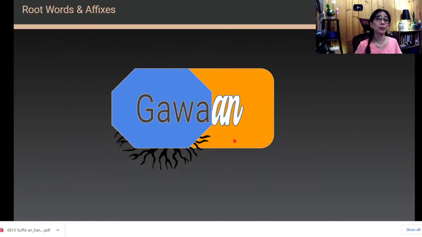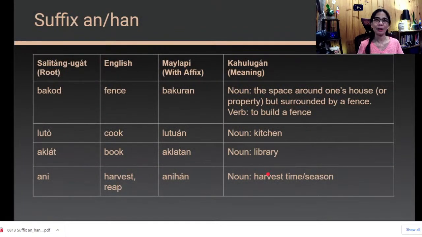Gawaan is how you would like to say it. Gawaan. Now, what is the meaning of gawaan? When we apply the root word and an, what does it mean? Something that you want to learn today. Okay, let's do that. Before we proceed and you finally understand what it means, I'd like to give you several root words first.